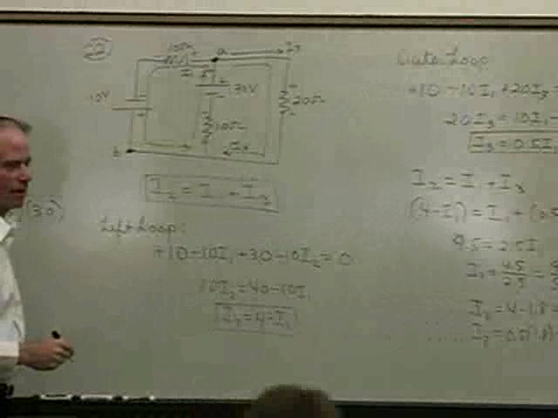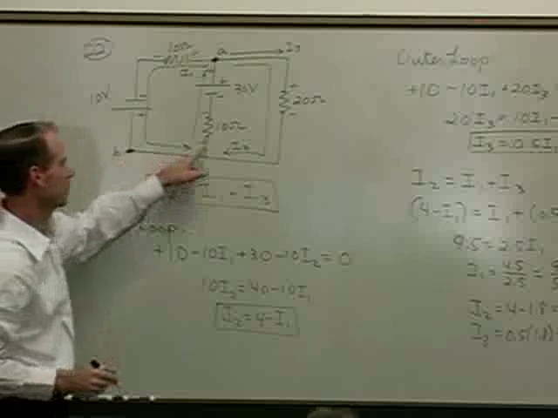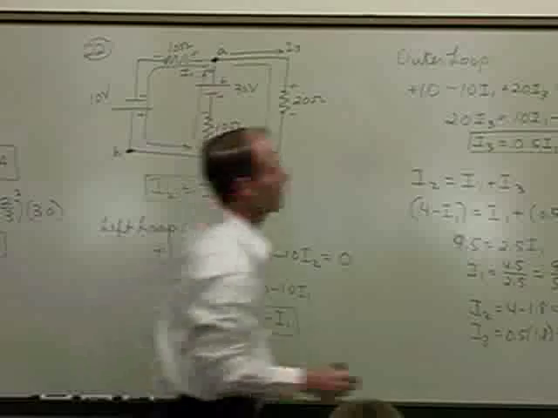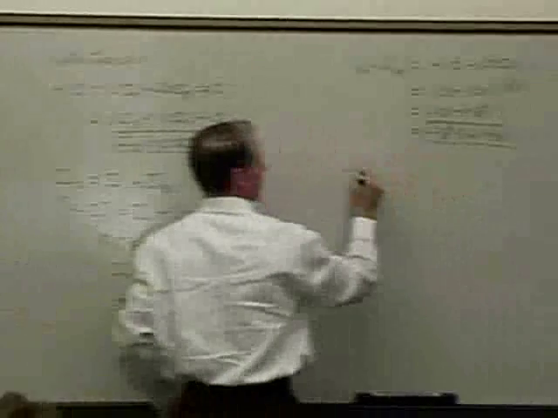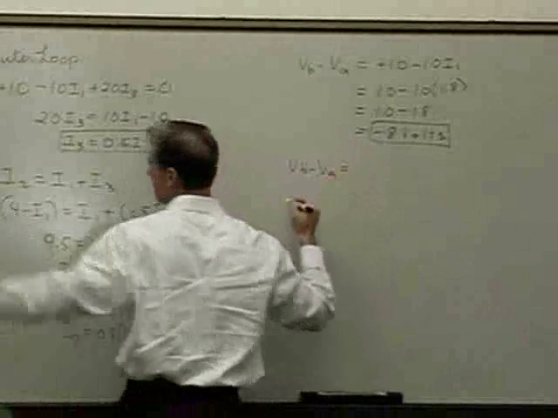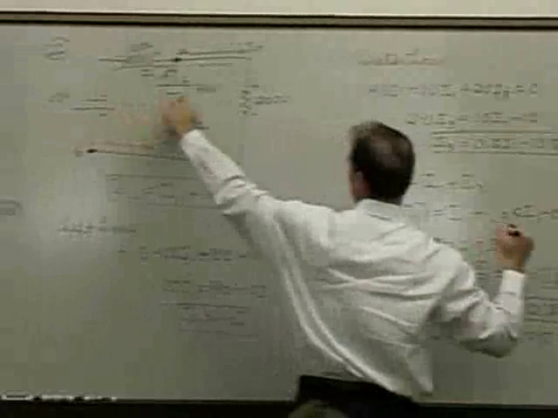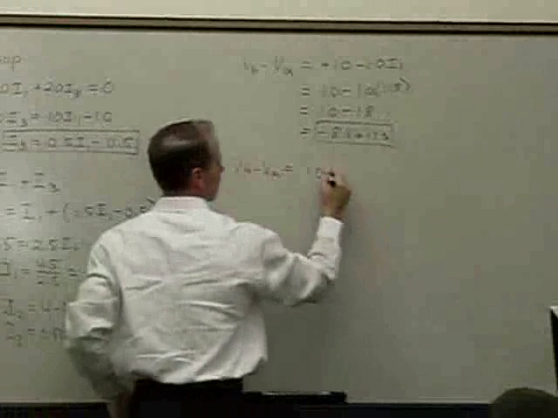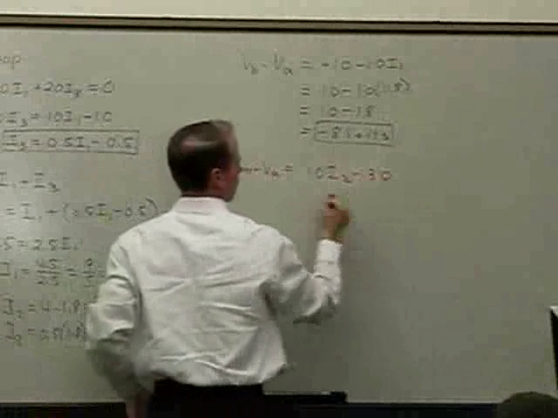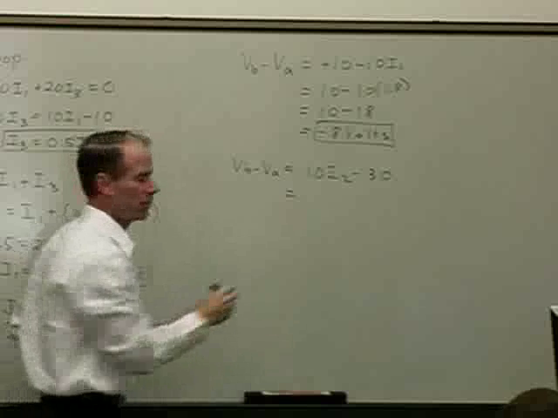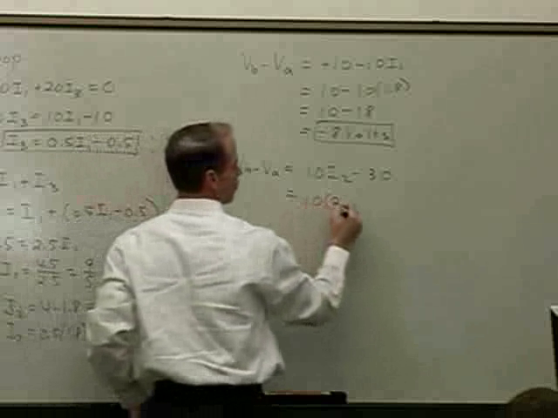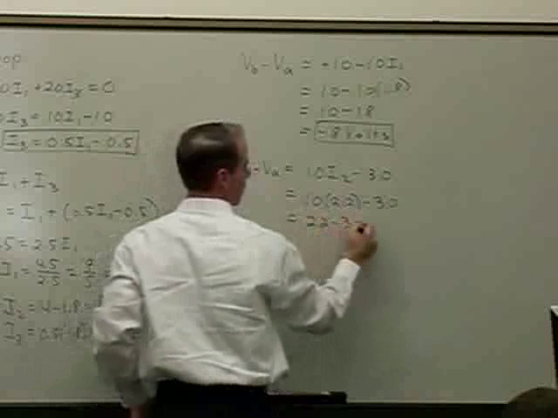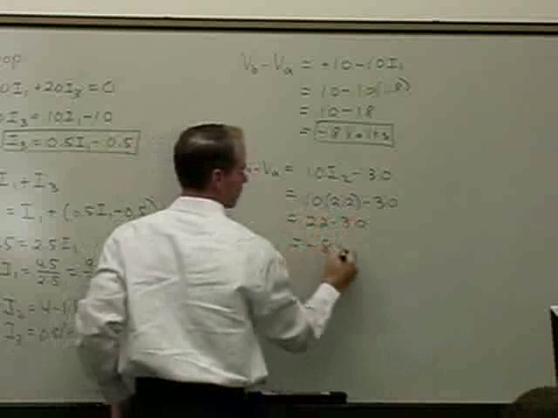Suppose I didn't want to walk that way. Suppose I walked this way. If I walk this way, I would have VB minus VA is equal to 10 I2 minus 30. That would be 10 times 2.2 minus 30, 22 minus 30, negative 8 volts.